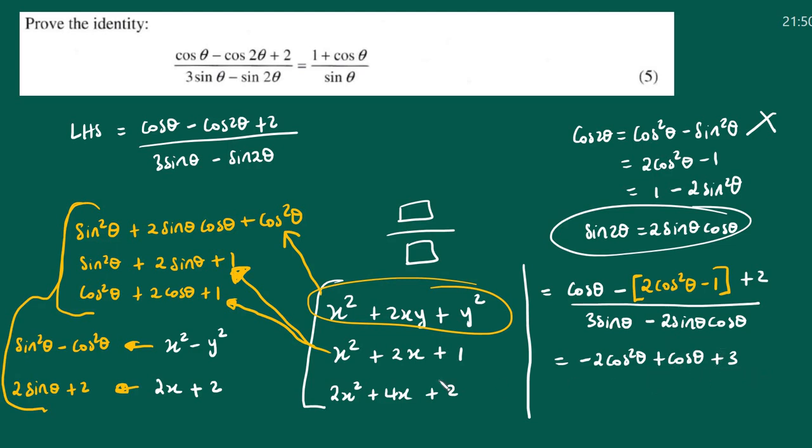Why do I write it like this? I must have it in the standard form. You see now it looks like this one, just that there we have negative 2 here, and then here we have 1, and then here we have 3. But now it looks like this. Perfect. At the bottom you have 3 sine theta minus 2 sine theta cos theta.